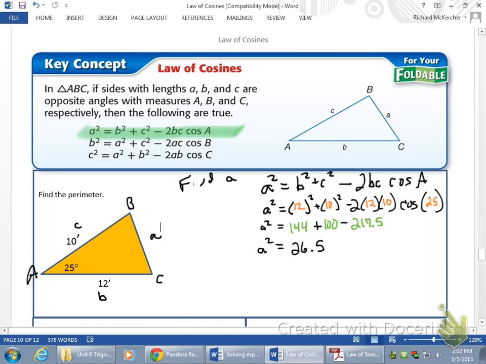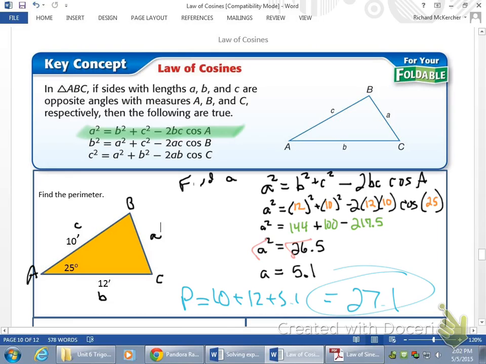And again, you can see right here, you can put all of that in your calculator at one time. You will end up with about 26.5, but that's for a squared. So of course, if I square root both sides, a is going to be about 5.1. Now for this particular problem, the perimeter, of course, you add up all the sides. But the important part of this wasn't the perimeter. The important part was using the law of cosines. All right. We'll try another example, very similar.